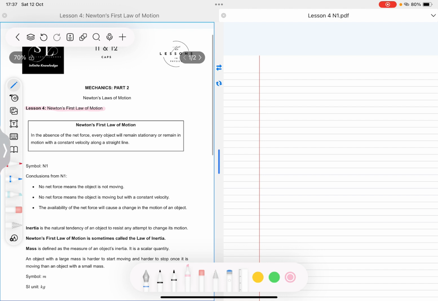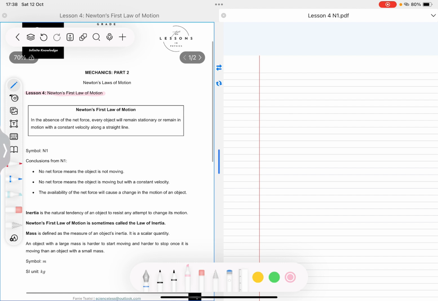Lesson 4 is solely focused on Newton's first law of motion. The first law of motion states that in the absence of a net force, every object will remain stationary or will remain in motion with a constant velocity along a straight line. Now, let's break this law down and see what it means.